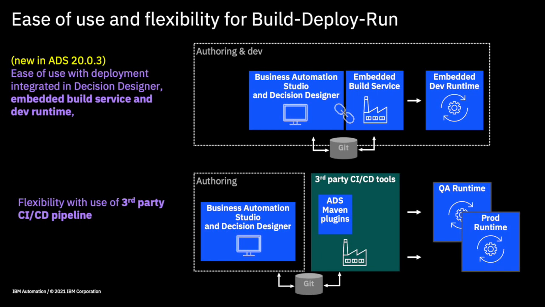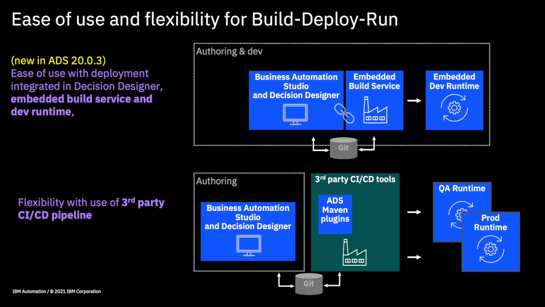If we zoom in on the pipeline to build, deploy, and run decisions, ADS now provides two options. The first one is new in the December 2020 release of ADS and is available out of the box. It provides ease of use for business analysts thanks to a deployment feature integrated in Decision Designer, combined with a development runtime to test decision execution. The second option allows flexibility for enterprise deployments using third-party CI/CD pipelines that are in place in most organizations, with the ability to control deployment to many runtime environments for staging and production.